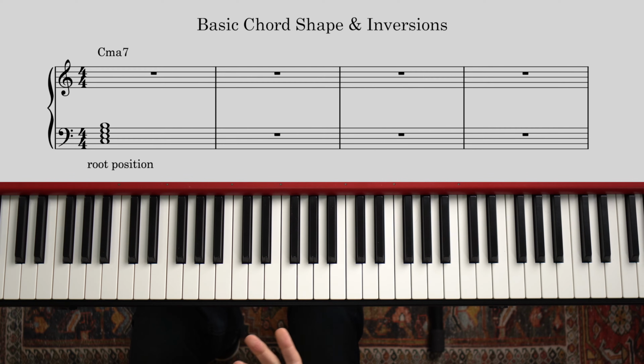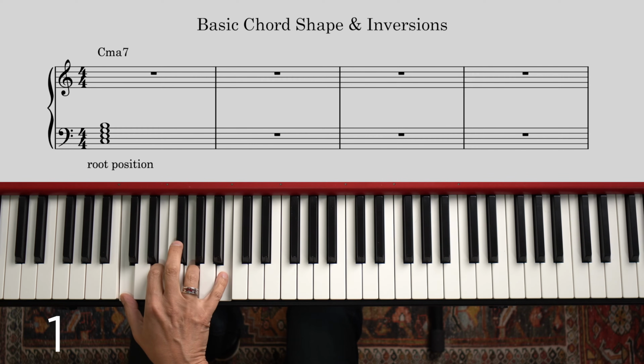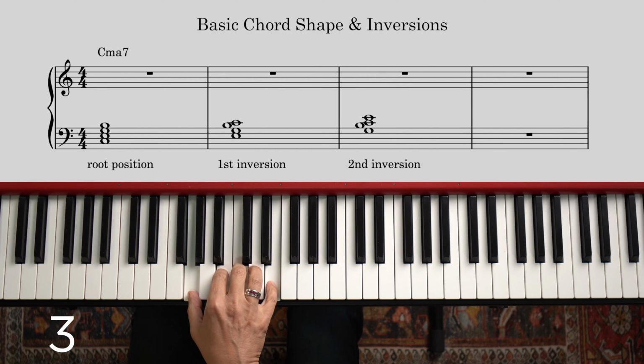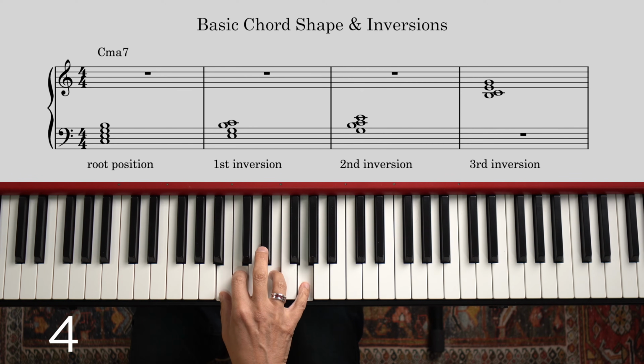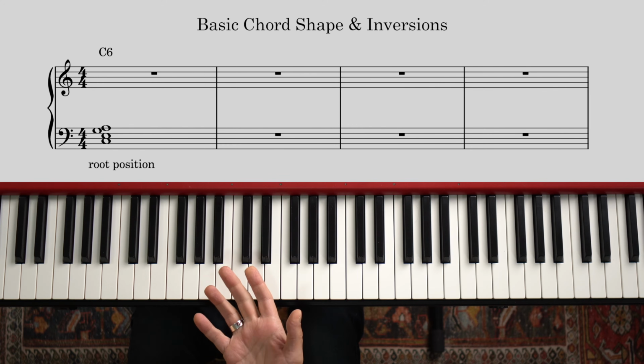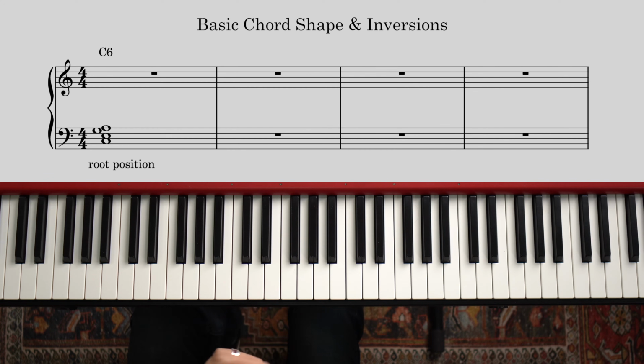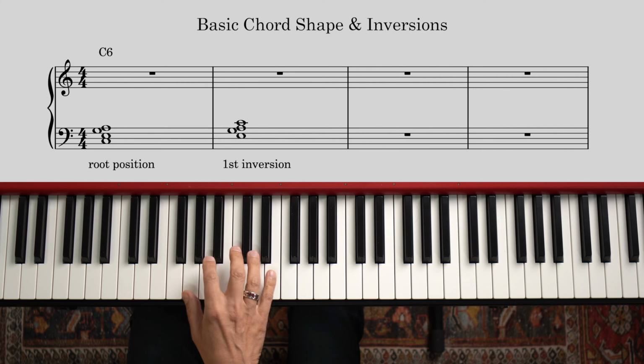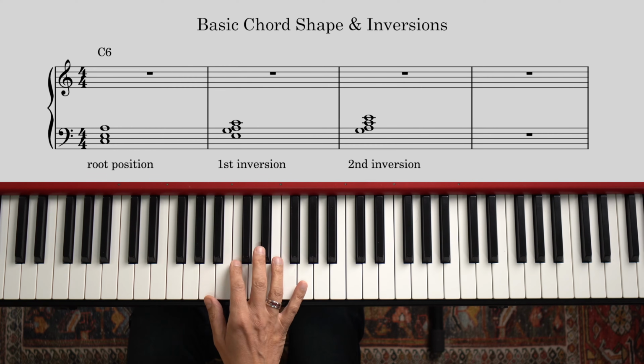Alright, the first group of voicings is basic chord shapes in close position and their inversions. Here's C major 7 in root position. First inversion, second inversion, and third inversion. Here's C6. Again, in jazz this is interchangeable with C major 7. In root position, first inversion, second inversion, third inversion.